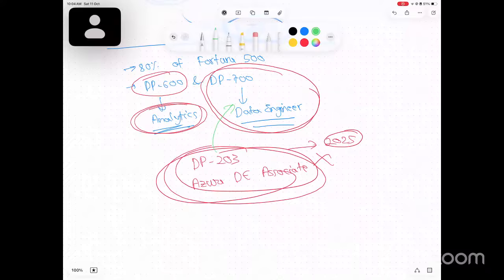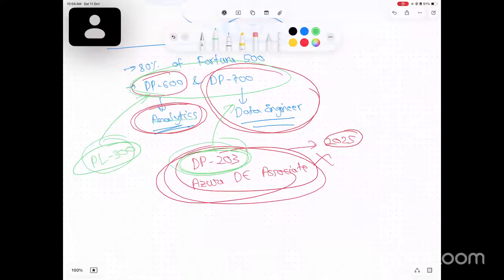So if you look at the overall picture, DP600 is more for analytics. If you are someone who already cleared PL300, in future you will see more of DP600. Whoever has cleared PL300 will be pushed to clear DP600 because DP600 is the next level of PL300. And whoever cleared DP203 in previous years is getting pushed to clear DP700. So these certifications are one level above PL300 and one level above DP203. That is how these two certificates are related.